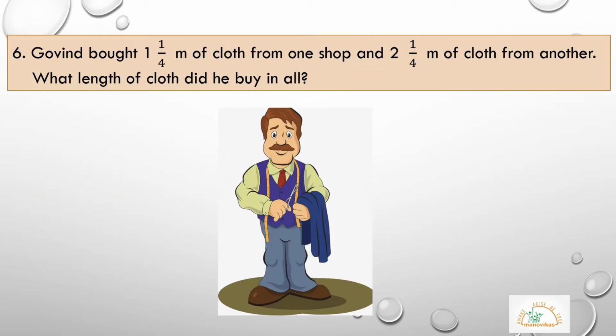Sixth, Govind bought 1 1/4 meters of cloth from one shop and 2 1/4 meters of cloth from another. What length of cloth did he buy in all? So what are we doing here, students? We have to do addition. We are adding both the lengths of cloth. Okay, and that's how we will get our answer.